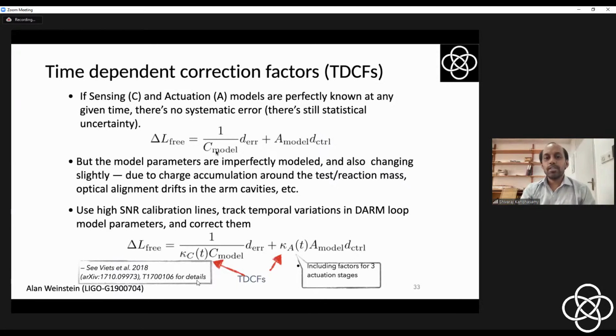So as I said, if you know the sensing model, if you know the model for the actuation, and if you measure the error signal at the output port of the interferometer, and if you know the control signal that we are sending in to control the mirror, then we can calculate the gravitational strain. But in practice, we calculate this model at one time, and the model can change. The model need not be the same after that time. So we need to calculate how much the model is changing. There is a scale factor that we use that tracks how much the model is changing over time. Similarly, you need to know how much the actuation model is changing over time. So these are the time-dependent factors that we have to calculate.